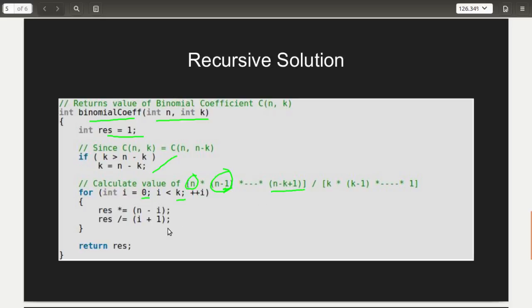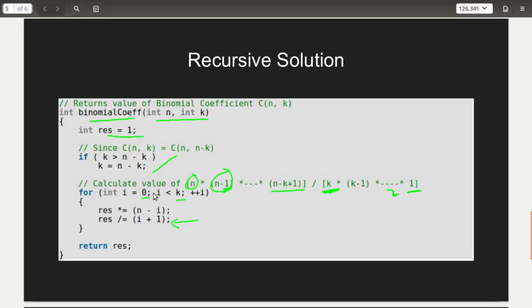Similarly, in the second statement, we are dividing the result by i plus 1. We begin with i equal to 0, so in the first iteration we are dividing the value by 1. In the second iteration, we are dividing the value by 2, and so on, going to k minus 1. In the last iteration, we are dividing the result by k.